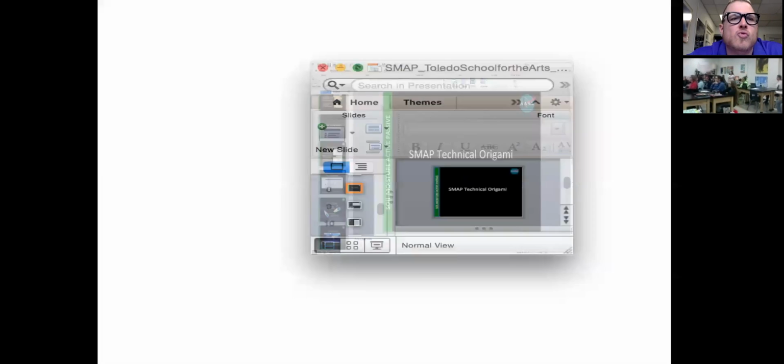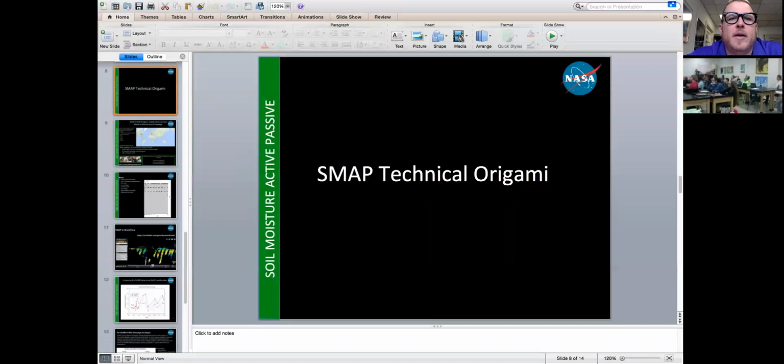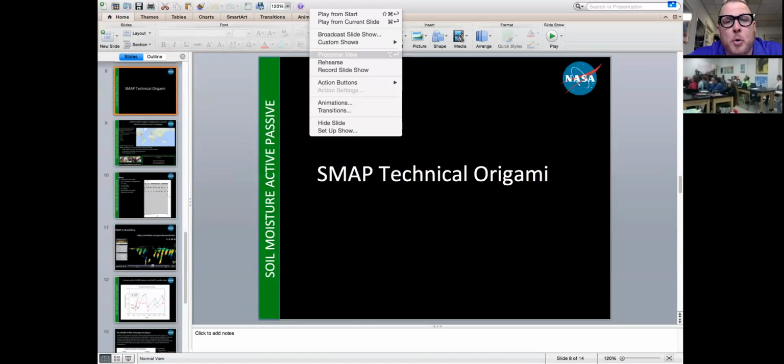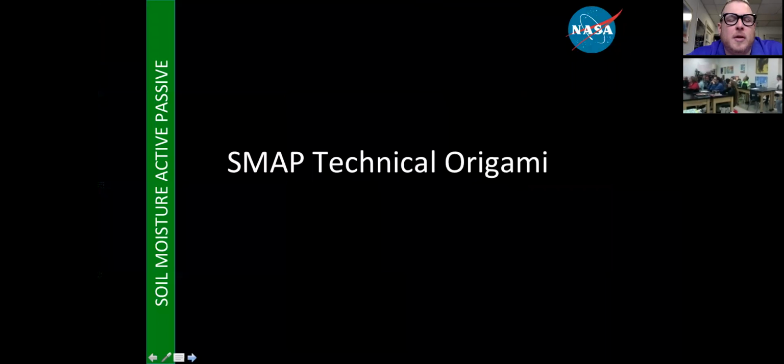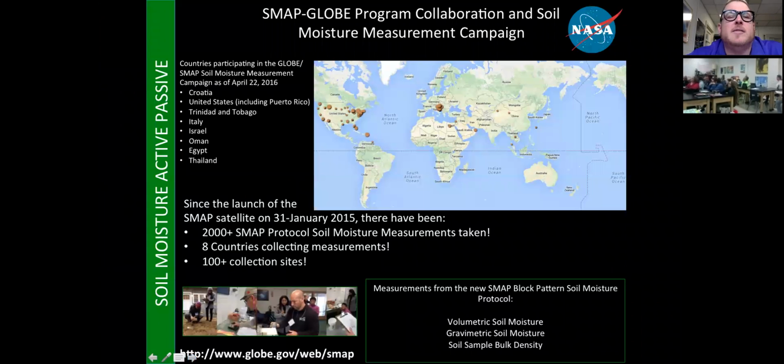I'm going to pop back into here again, and then we'll talk a little bit about why it's so important to take the measurements. So we have what's called, as you know, the GLOBE program. And we have running right now the SMAP soil moisture measurement field campaign. And this is basically collecting data via the SMAP block pattern soil moisture protocol. And what's very cool about this satellite mission is that you can actually take the data and get the same data that the satellite is taking. So it's very important for many reasons.